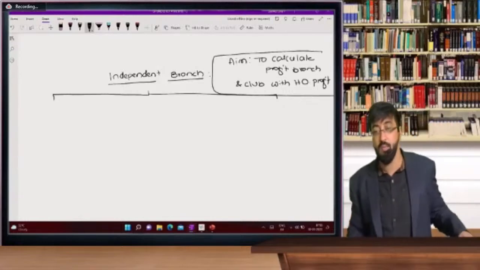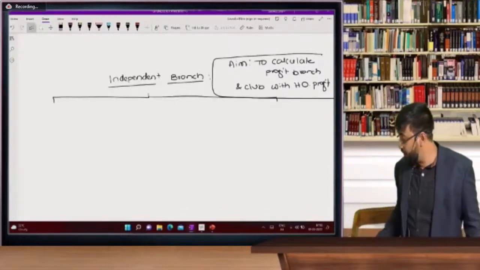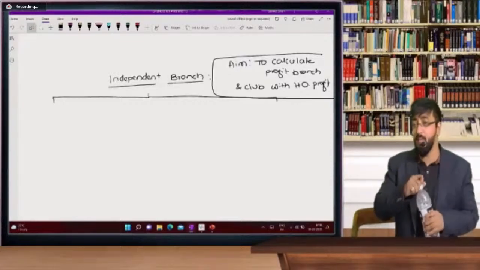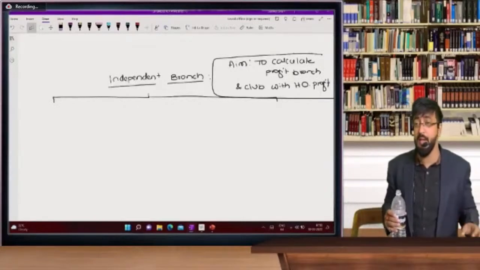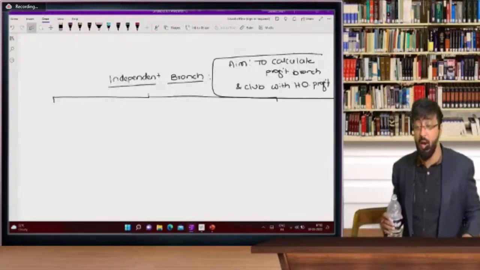So write down independent branch. What is your objective? The objective is very simple, that you have to calculate the profit of the branch and just club this profit with your head office profit. So this is important, independent branch. First, we are going to calculate the branch profit, and that will get clubbed with your head office profit. It is very important.